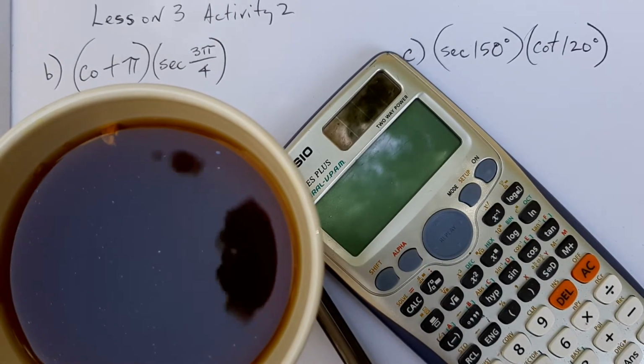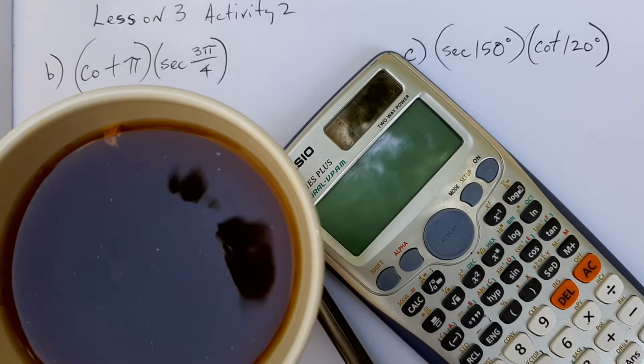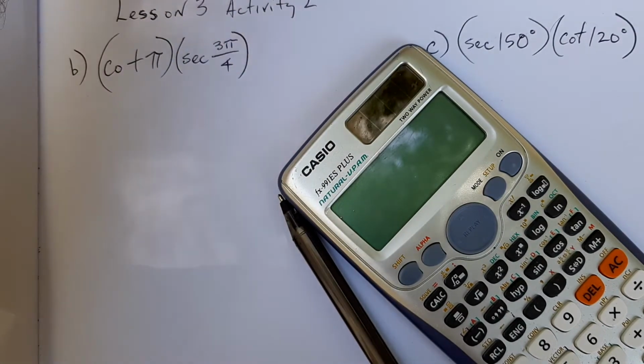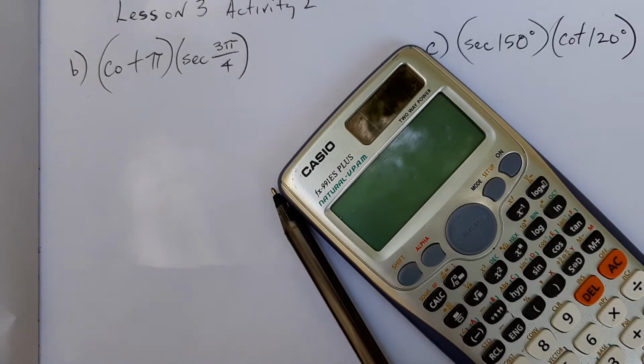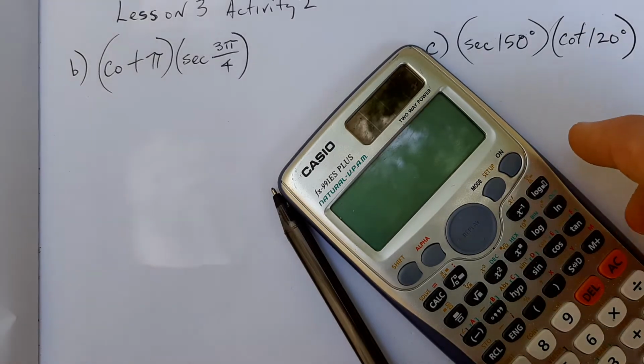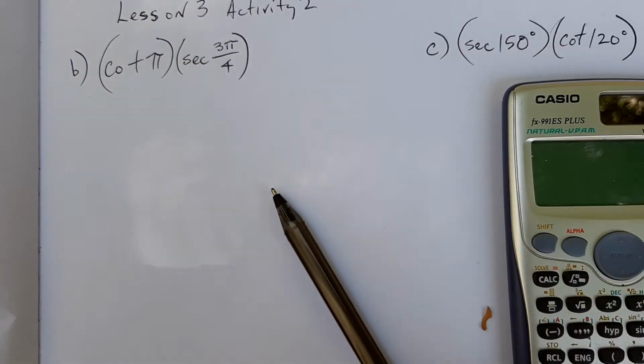So get comfortable. I've got my cup of tea, a calculator, pencil and paper. Hopefully you've already done these. If you haven't, go ahead and pause the video. I'm going to do them the long way first and then punch it in the calculator. I think you know how to punch them in the calculator, but here we go.